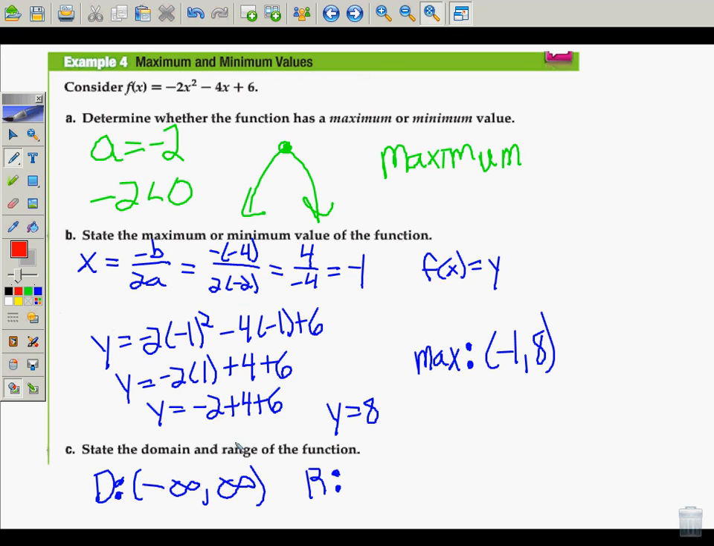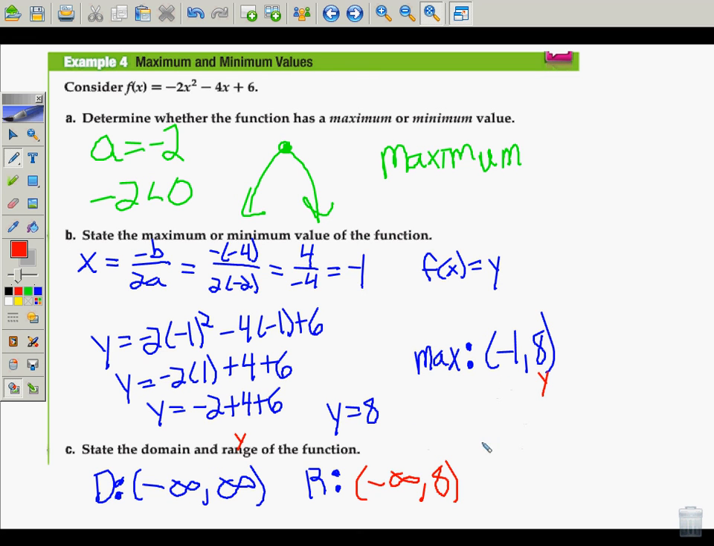If 8 is my maximum, that's saying that's the highest y value I can possibly have, which means I can't go any higher than 8. I can only go down. So my range is only going to go from -infinity up to 8. That's the highest point. I can't go past 8. I can be under 8. I just can't be higher than 8. And that's how you'd find your range.